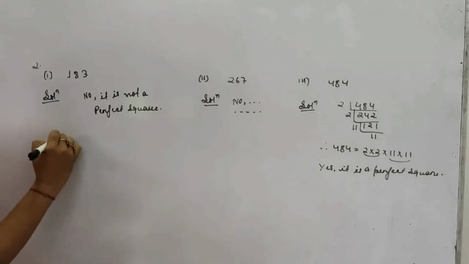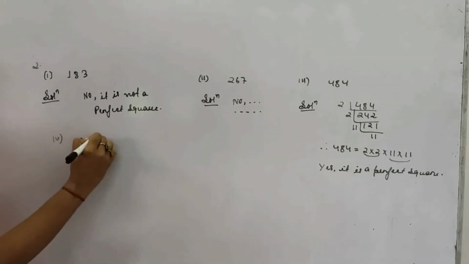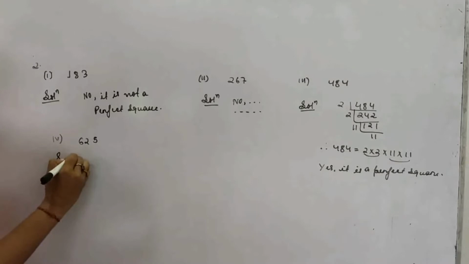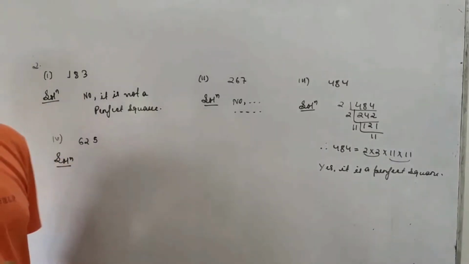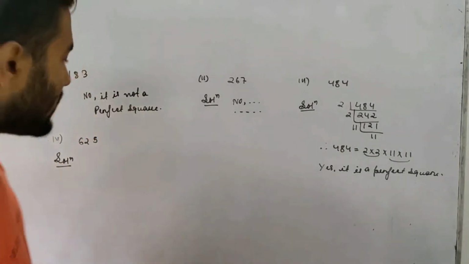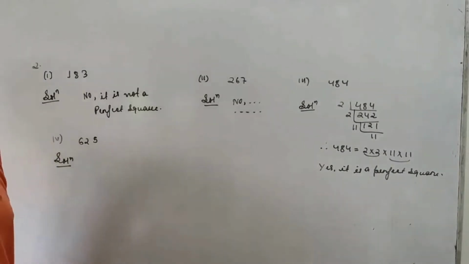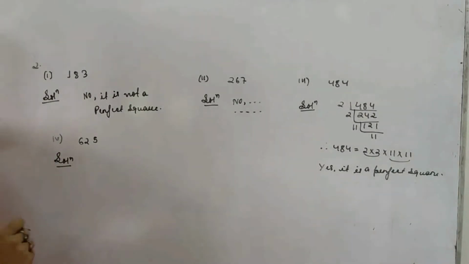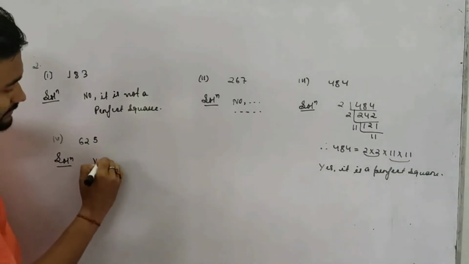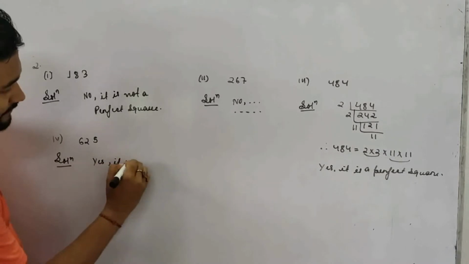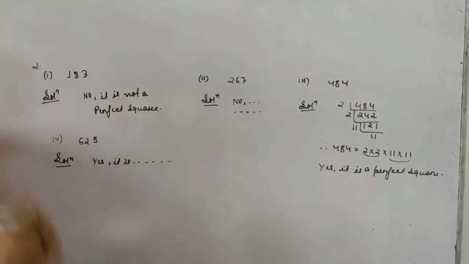Again, if you have memorized, then you can find it directly. So this time I will find directly because I have memorized. I know what 6 to 5 is. 6 to 5 is 25. 25 is what? 6 to 5. Isn't it? So I can write that yes, it is a perfect square.